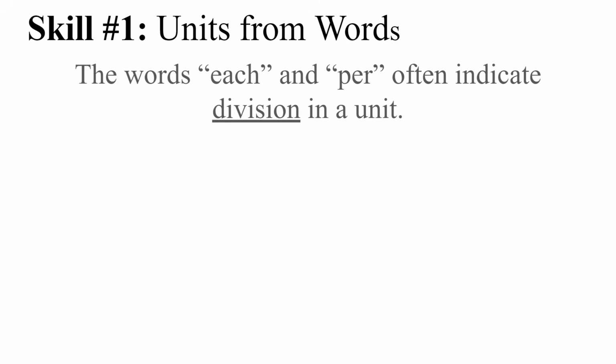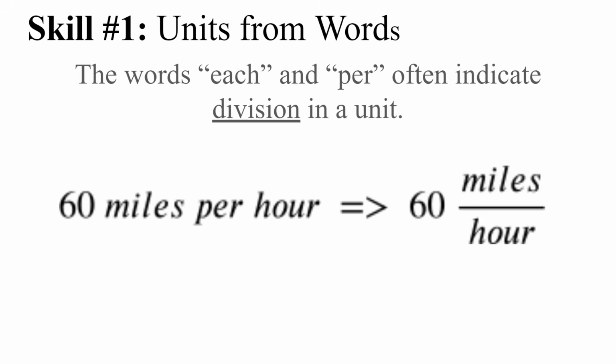All right, skill number 1, units from words. The concept here is pretty much whenever you see the words each and per, either of those words usually indicate that there's division going on in a unit. So for example, a very common thing we say in America is 60 miles per hour. It's like the speed limit on a highway. So miles per hour, when we're doing math, we would write that as miles divided by hour. Let's do a quick example at the whiteboard.